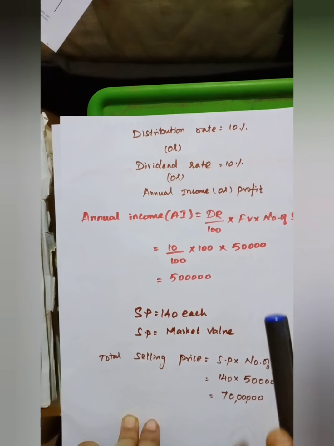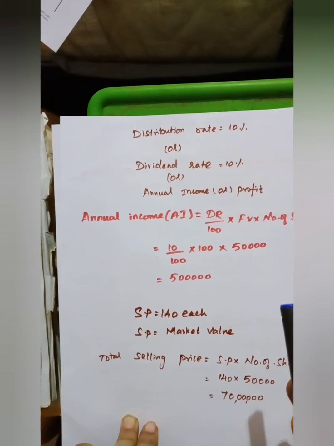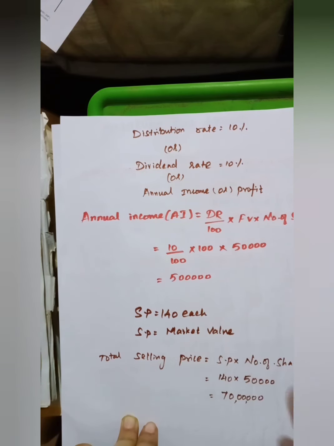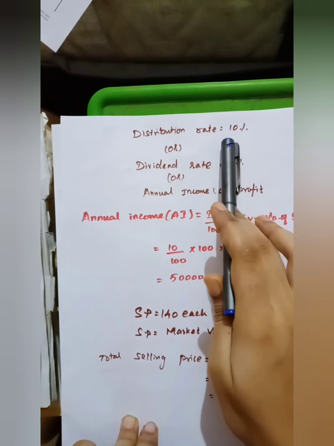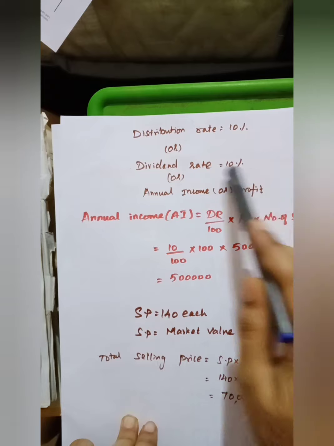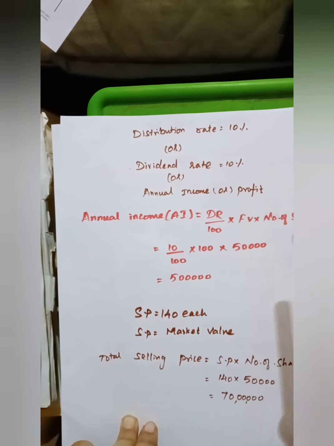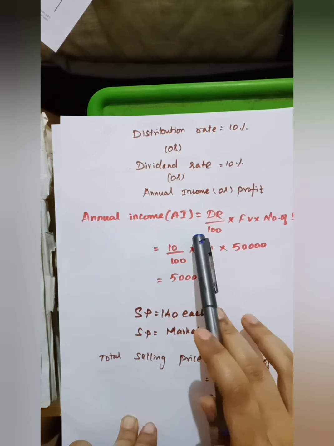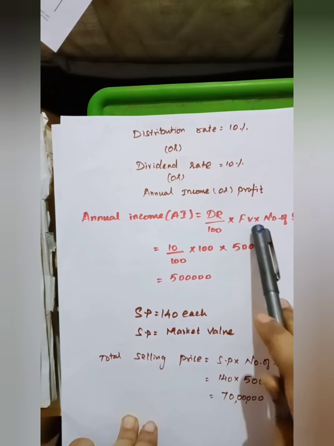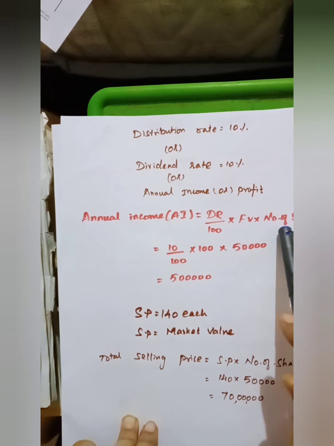After a year, the pharma company makes a profit and distributes profits among its shareholders. The distribution rate equals 10%. Distribution rate, or dividend rate, gives the annual income or profit. So the formula for annual income equals distribution rate divided by 100 into face value into number of shares.